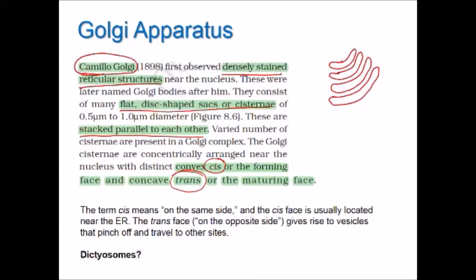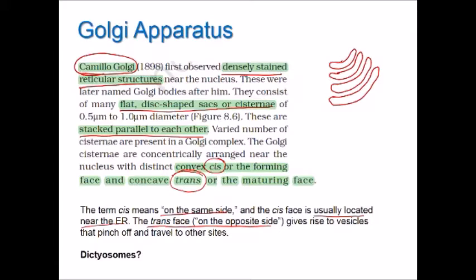The term cis means on the same side. The term trans means on the opposite side. So same side as in it is on the same side as ER and nucleus. It is usually located near ER. And the part of Golgi which is located away from ER and nucleus is called trans. So the cis region will receive substances from ER and nucleus. The trans region will send substances after modification.